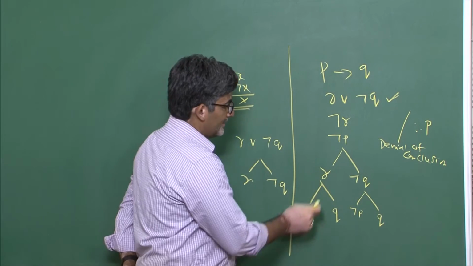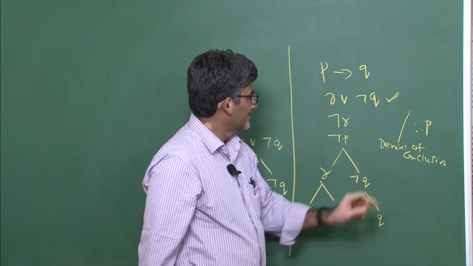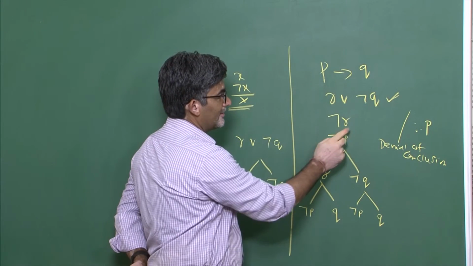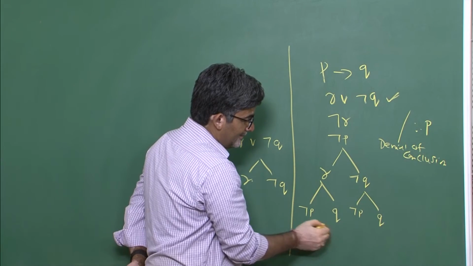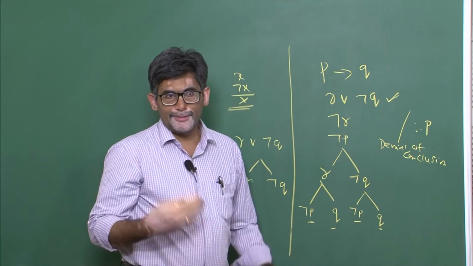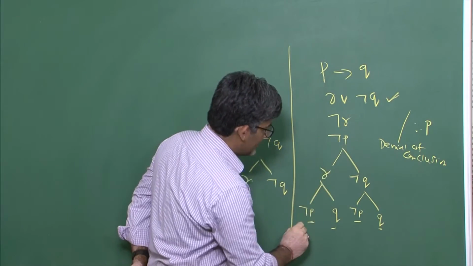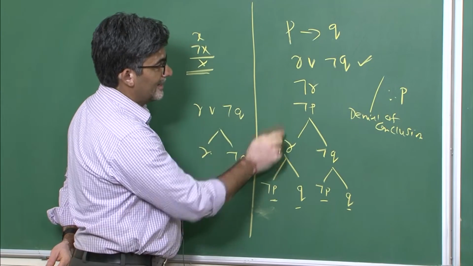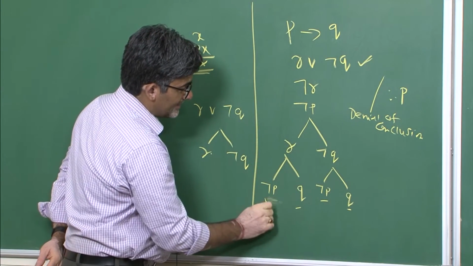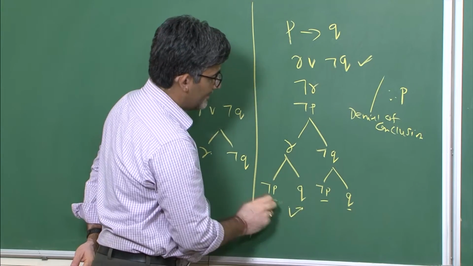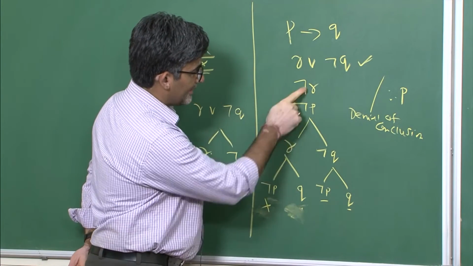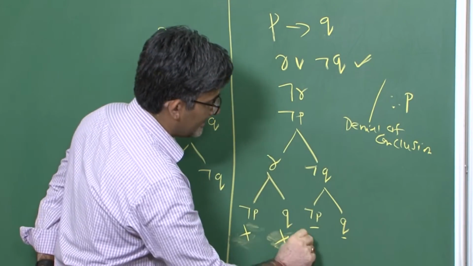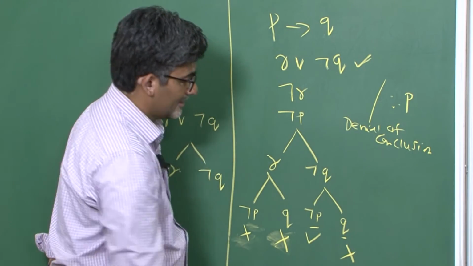Now we need to see whether this branch closes or not. So we have P implies Q, R or not Q, and we exhausted all the things. Ultimately we have ended up with only atomic propositions. This branch gets closed here because R and not R is here. This remains open. No, this also gets closed because R and not R is there. Now here we have not P, not Q, and all, so this branch remains open whereas this gets closed.